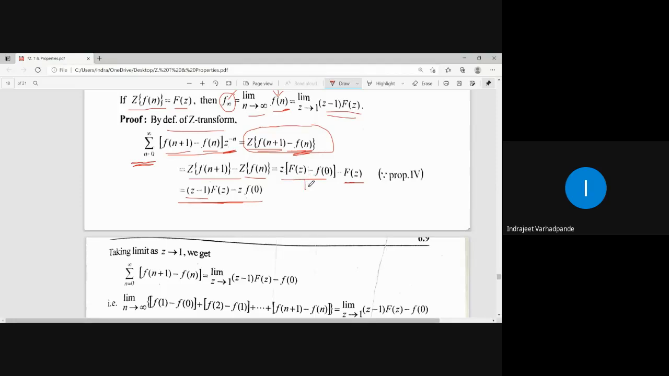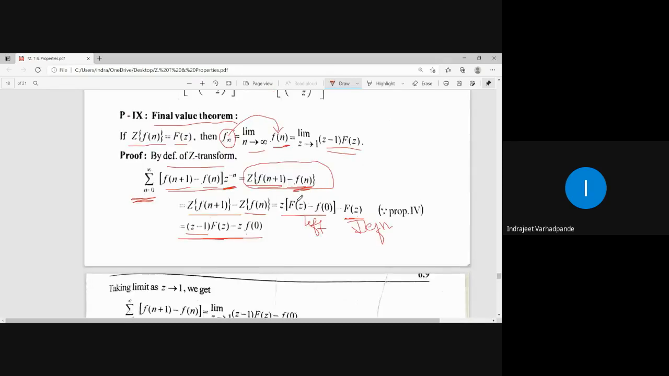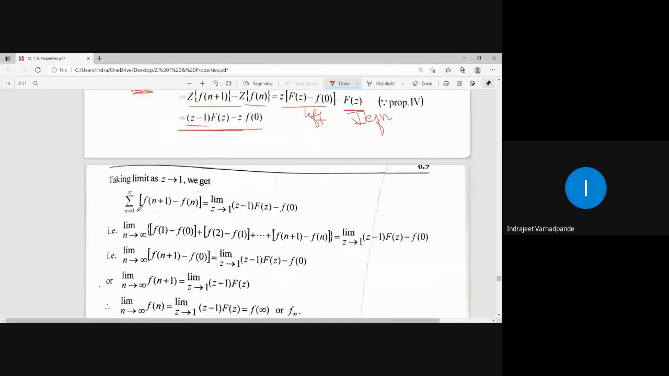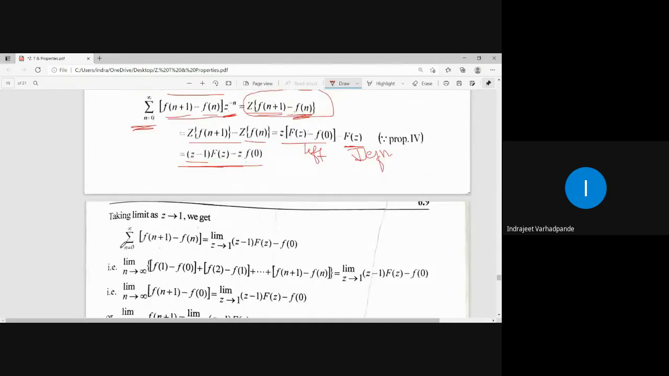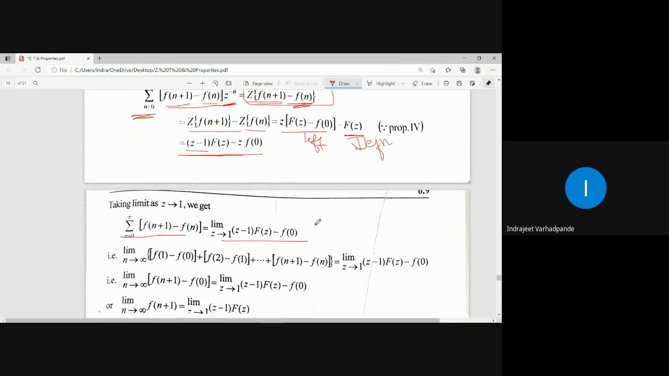This is shifting property to the left, and this is the definition of the Z transform. Take limit z tending to 1. दोनों जगह limit z tending to 1, ये LHS as it is रहेगा, summation limit z tending to 1.